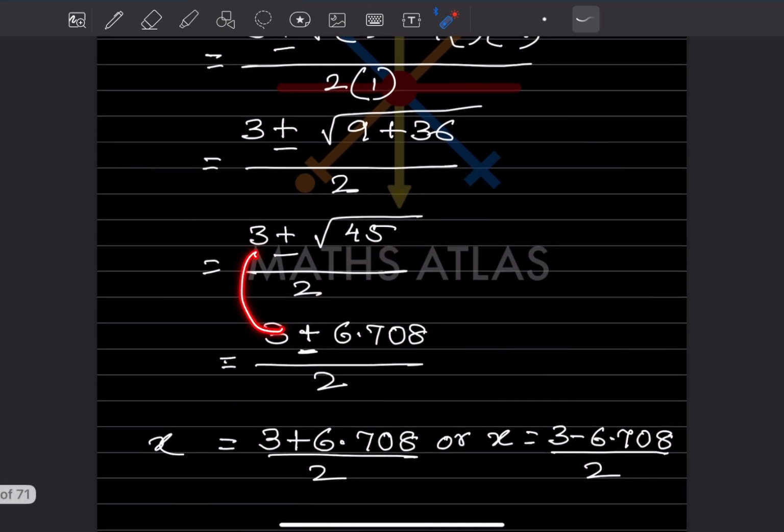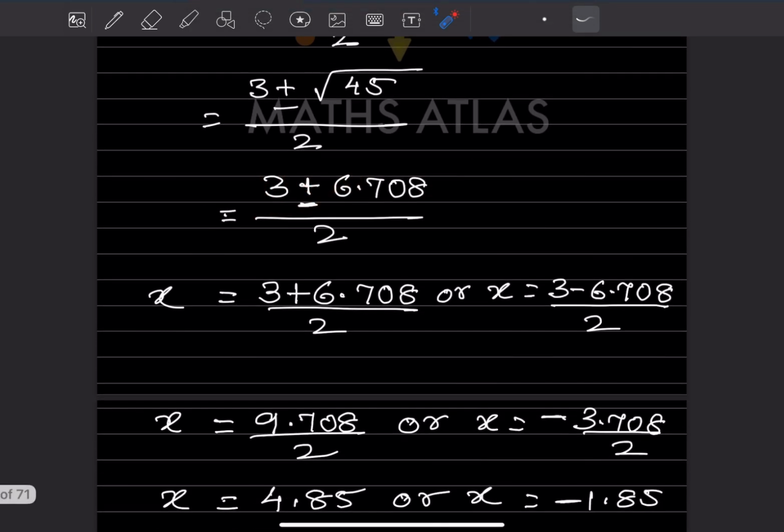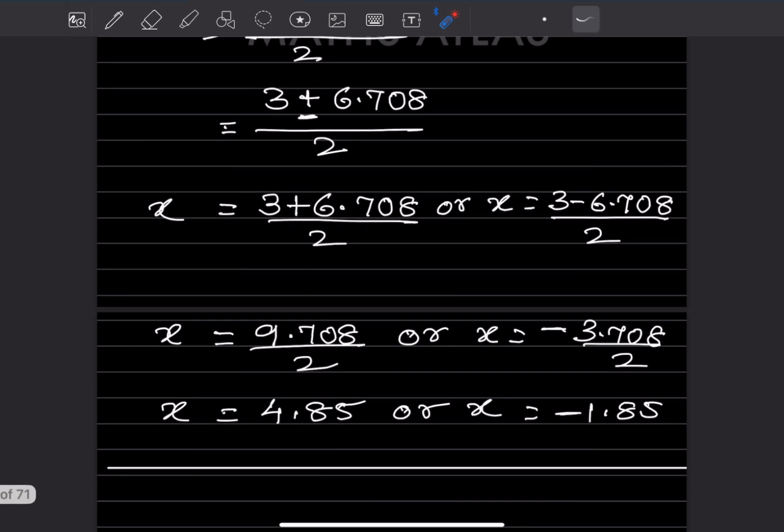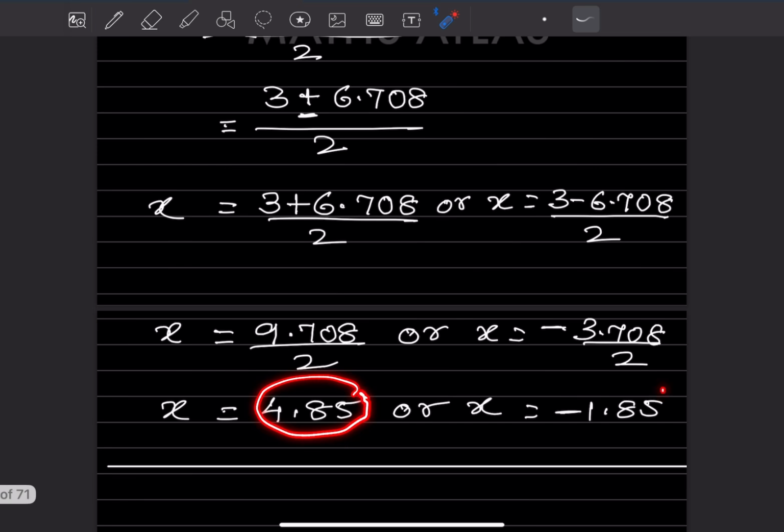So 3 plus or minus here, root of 45 is going to be 6.708, divided by 2. So one is going to be plus and the other is going to be minus, divided by 2. So this will be 9.708 divided by 2, or this will be minus 3.708 divided by 2. So in 2 decimals, x will be 4.85, or x will be minus 1.85.